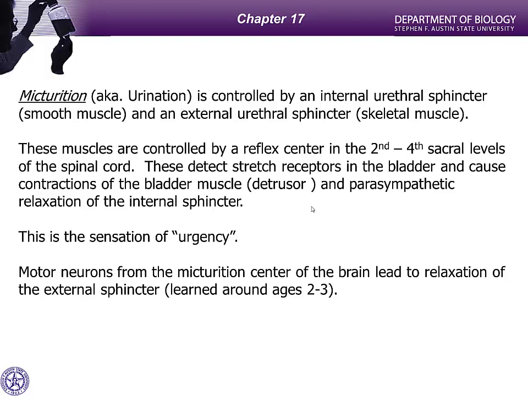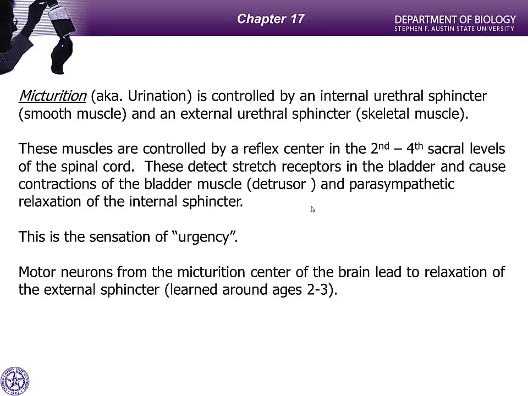Now, as the bladder fills with urine, we are going to feel this urgency, as it is said in many textbooks, this urgency to undergo micturition, which is this process of urination. And it's this urgency that's going to signal our brain that our bladder is full and we need to empty the bladder. This is going to be controlled by two sphincters.